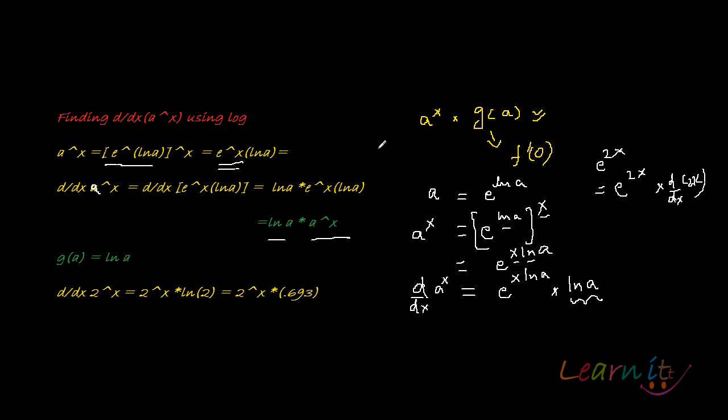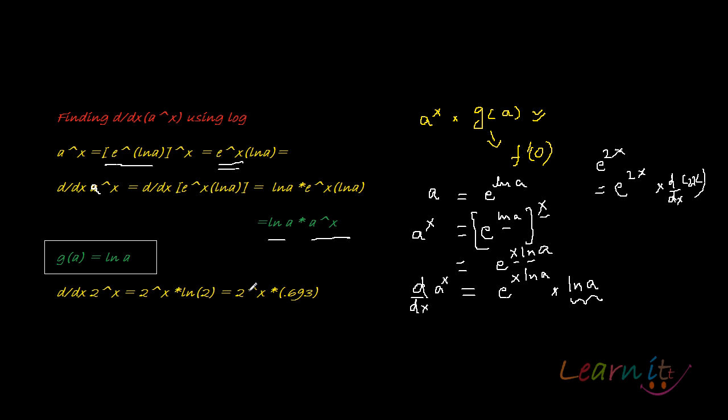So, this ln a is essentially that function of a that gets multiplied to a^x. If you don't understand it right now, please go back to the video in which I explained what this g of a exactly is. You will be able to figure it out.